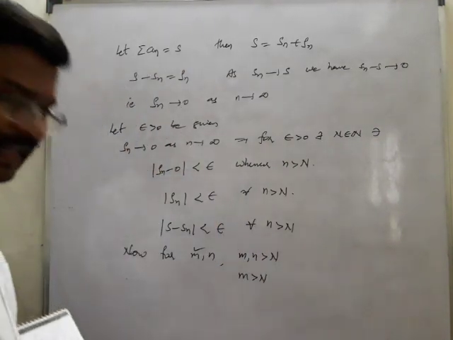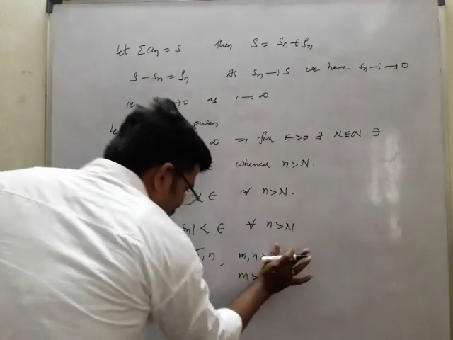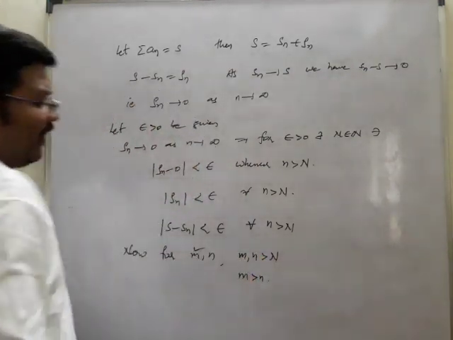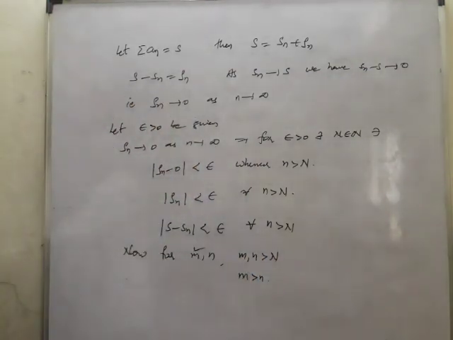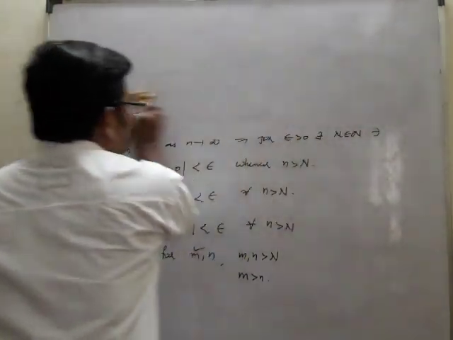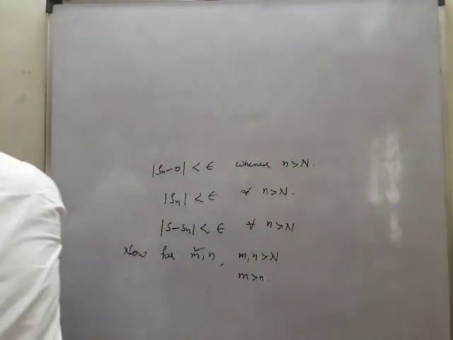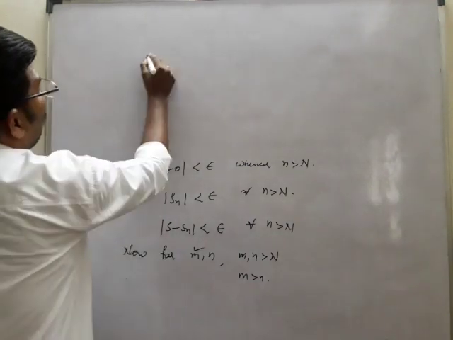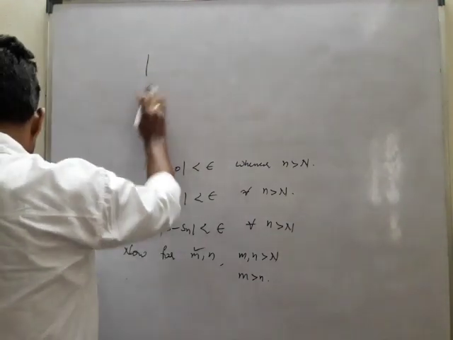Let us suppose m is strictly greater than n, small n. Okay, small n. So what is going to happen now? Now I may write it in the form like this, so that we will understand.